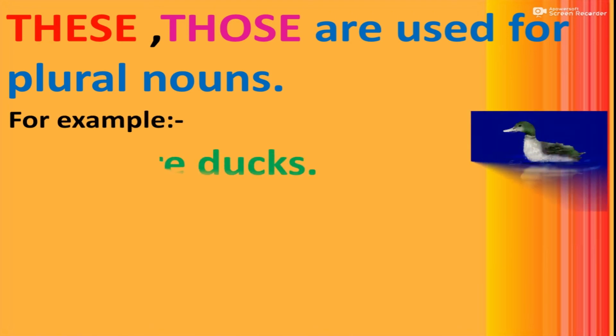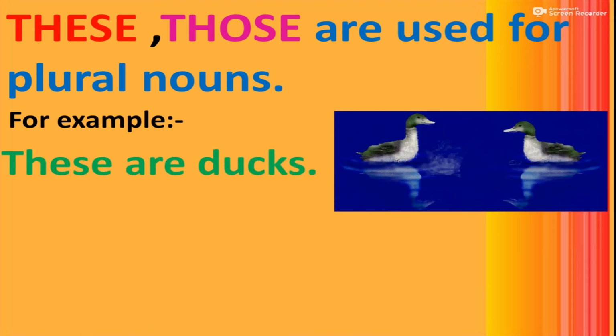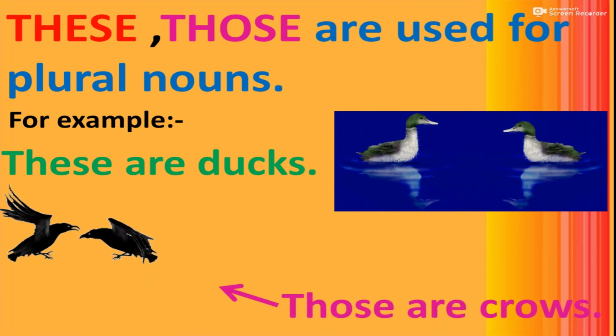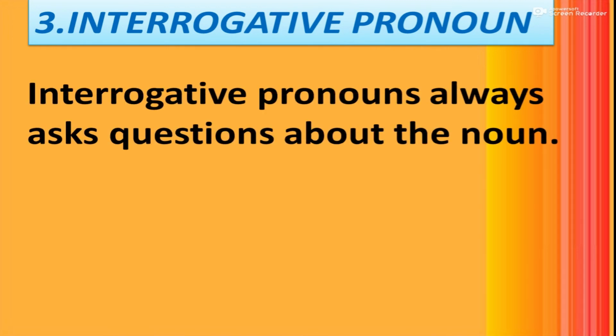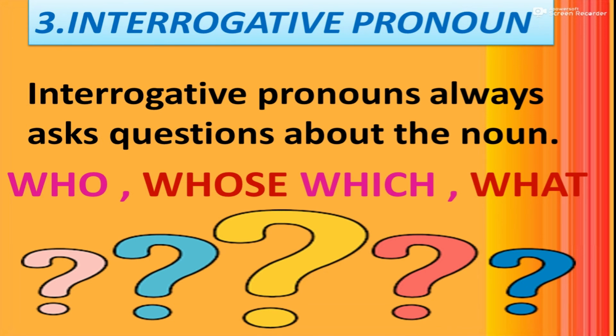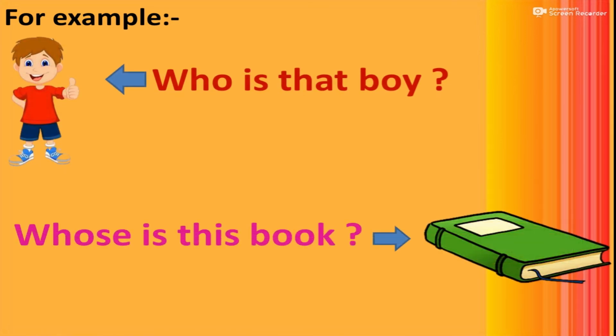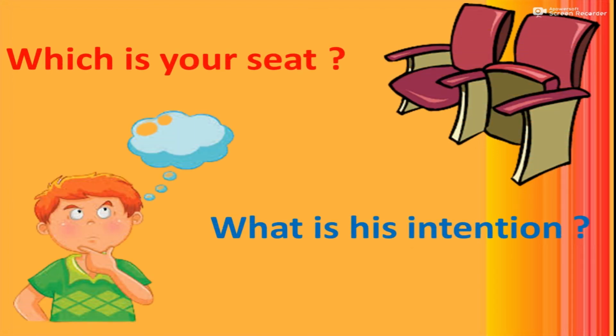For example, these are ducks. Those are crows. Now the next, that is the third type of pronoun, interrogative pronoun. Interrogative pronouns always ask questions about the noun. Who, whose, which, what. For example, who is that boy? Whose is this book? Which is your seat? What is his intention?